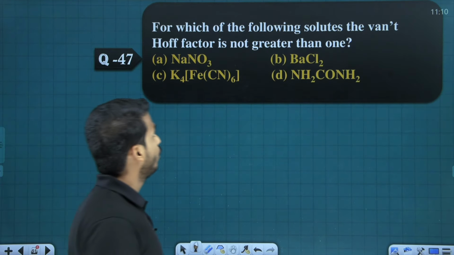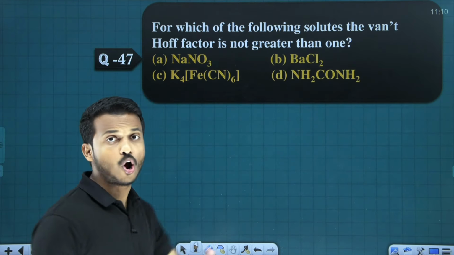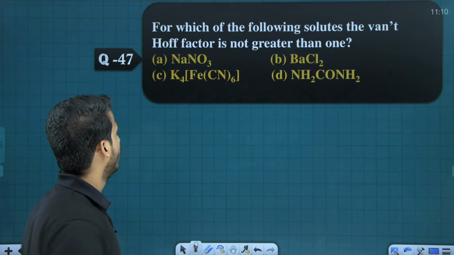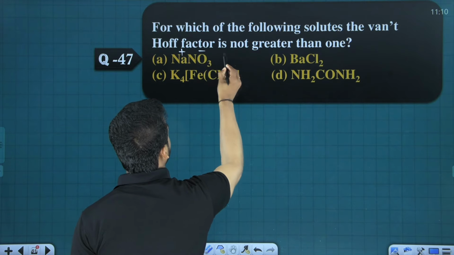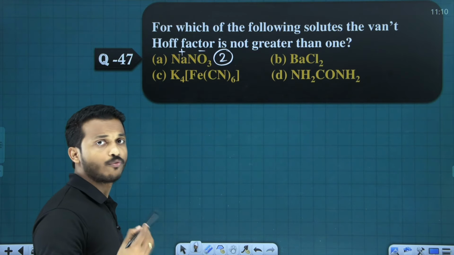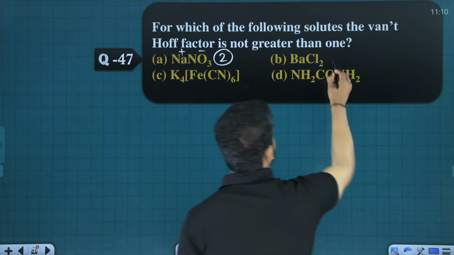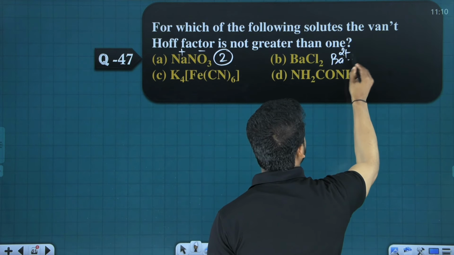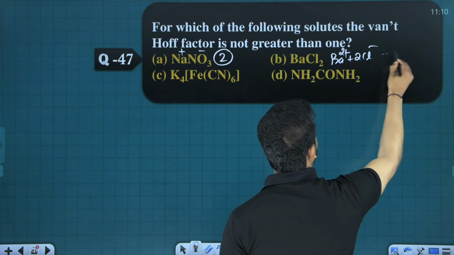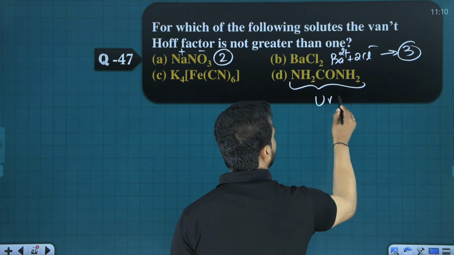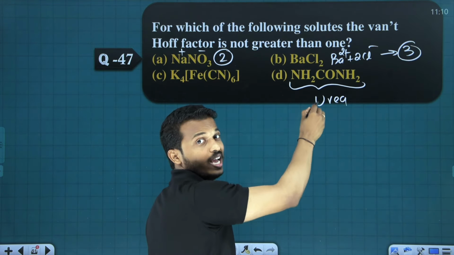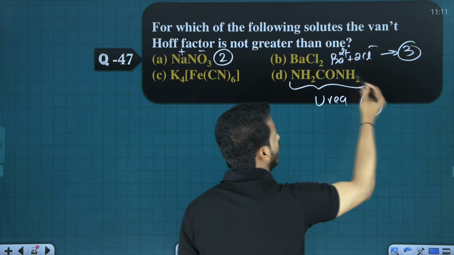For which of the following solutes is the Van't Hoff factor not greater than 1? NaNO3 breaks down as Na plus and NO3 minus, it will give you 2. So the Van't Hoff factor is 2. Barium chloride breaks down as Ba2+ and 2Cl minus, total 3 ions, Van't Hoff factor 3. What is NH2CONH2, my dear? This is the urea formula. Urea is a non-electrolyte, it does not split, so 1.